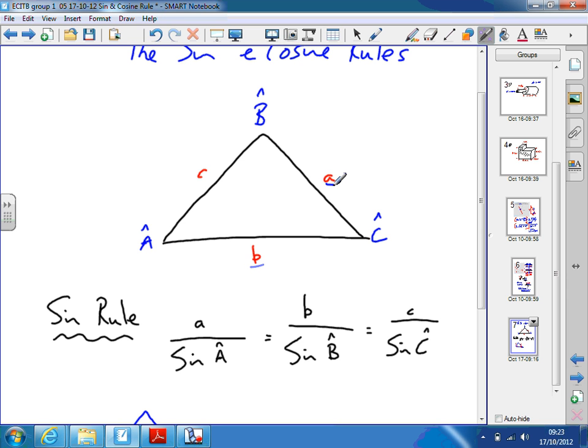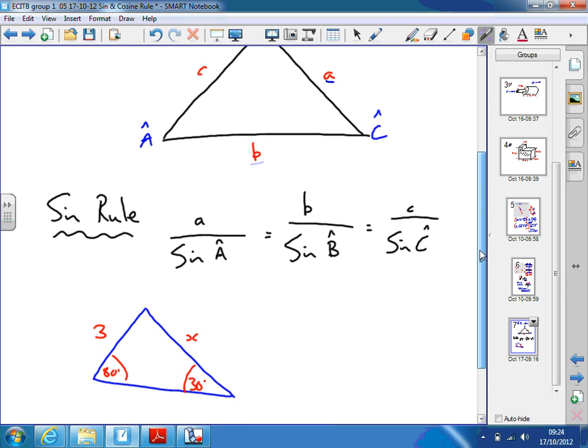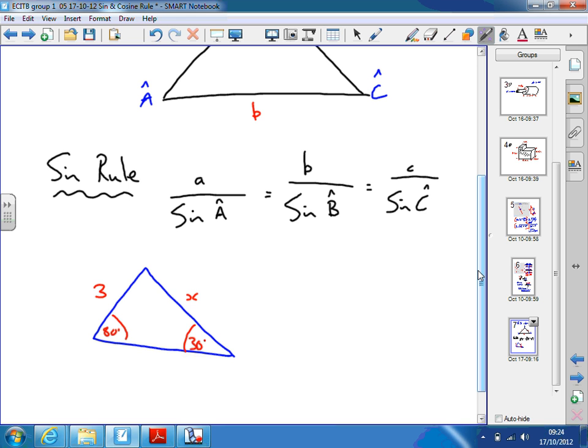If that little convention is used, then the sine rule says that the ratio, this fraction, of side A to the sine of the angle A is the same as the ratio of the side B to the sine of that angle, and the side C to the sine of that angle.